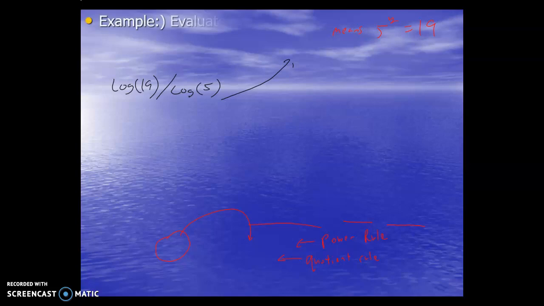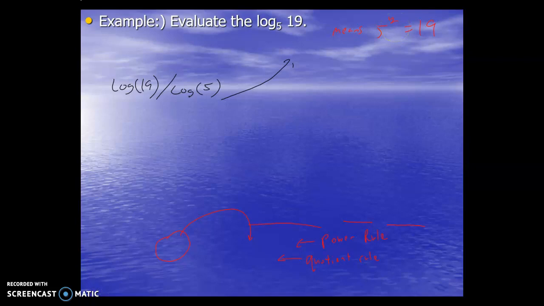All right, so it says evaluate log base 5 of 19. Just a reminder, what that means is you're figuring out 5 to what power gives you 19. Well, 5 to the second power gives you 25, and 5 to the first gives you 5, so it has to be between 1 and 2. We don't know exactly what it is, and it's probably some very long decimal approximation.